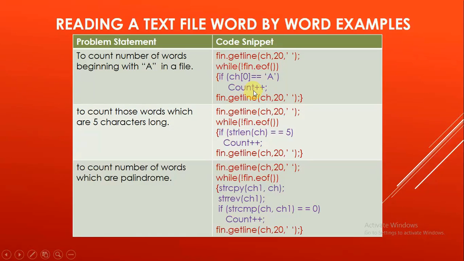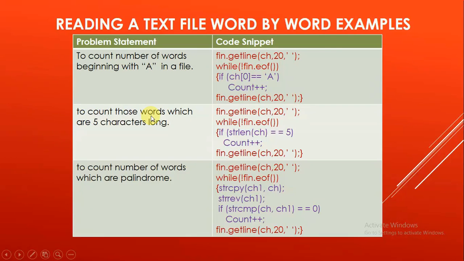Count is a variable which I have initialized to 0 in the beginning, before the loop rather. So I will increment it simply. And then I will read the next word. And this loop will continue till end of file is reached. It will keep on going and adding 1 to count if the word has A at the 0 position.